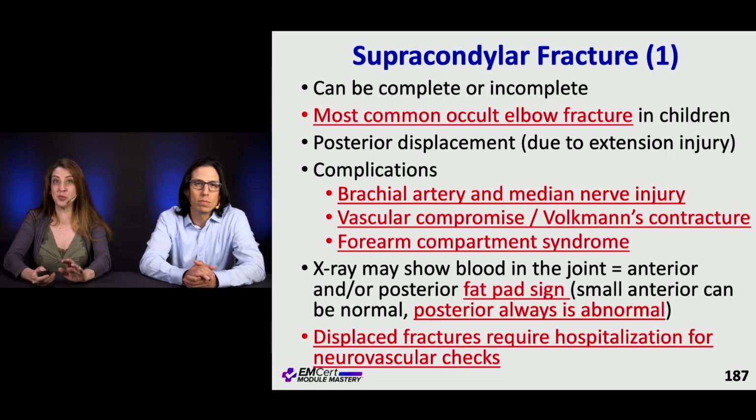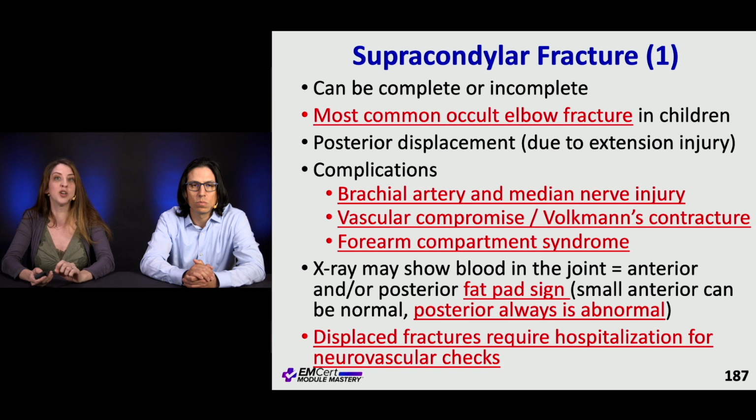So let's talk about supracondylar fractures. So this is one of the most common injuries in kids, and so it's really important to think about if they're having tenderness above the elbow. So the complications you need to worry about are things like injury to the brachial artery or median nerve, which run right past that area. You also have to worry about forearm compartment syndrome.